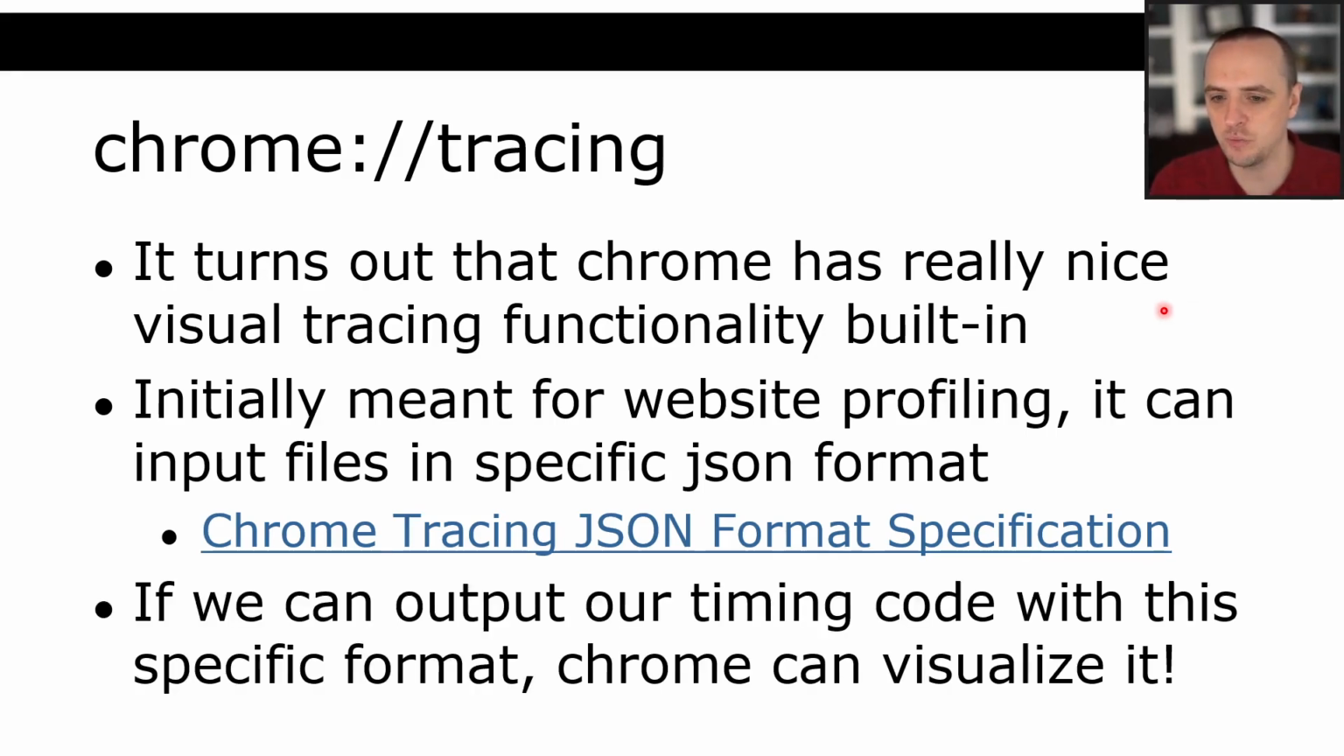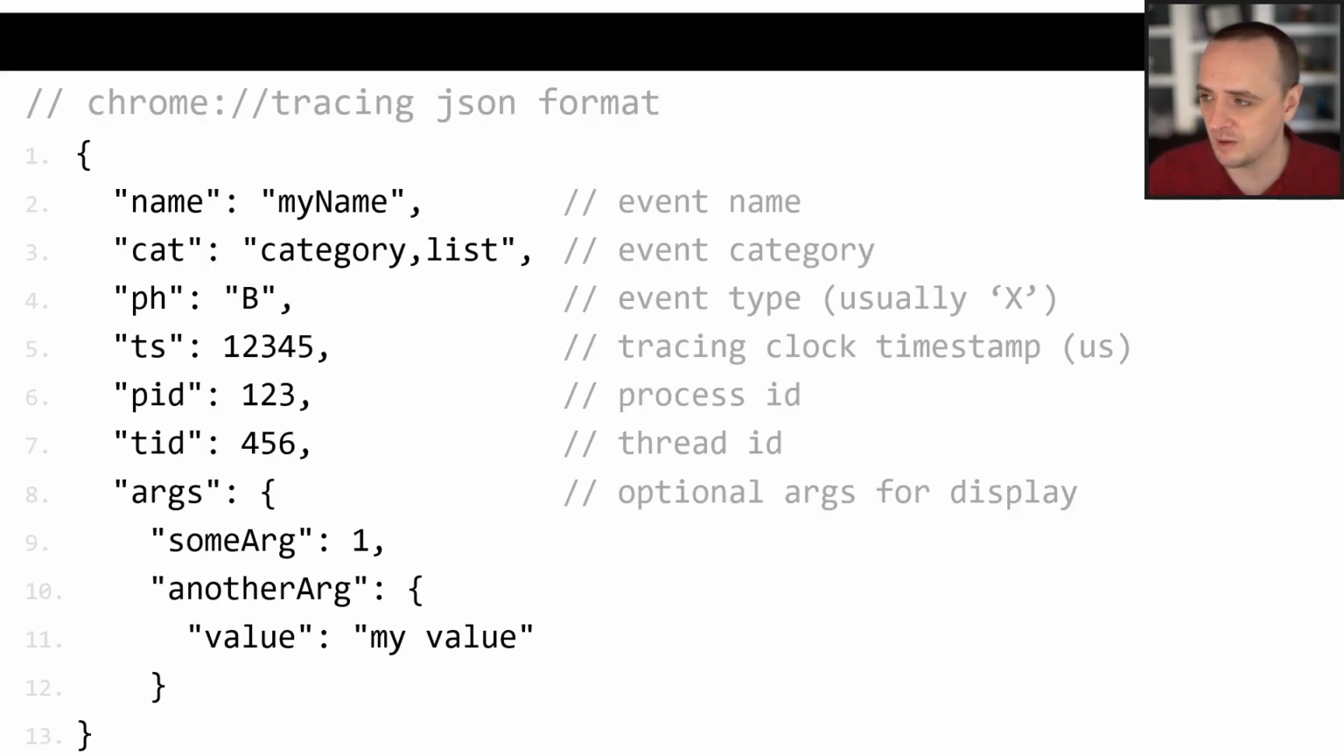But if we can output our timing code with this specific format, Chrome can visualize it for us. So the cool thing is we do not need to write our own visualizer. Here's an example of the Chrome tracing JSON format. Each of our profile samples, or our instrumentation samples, well, they're not samples. Each of our outputs have to have this information.